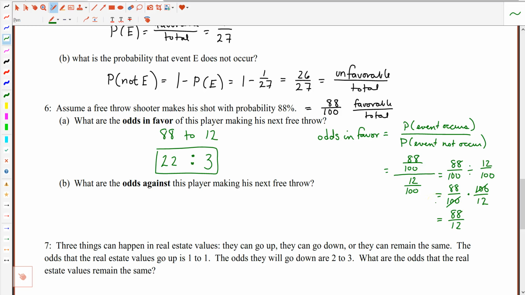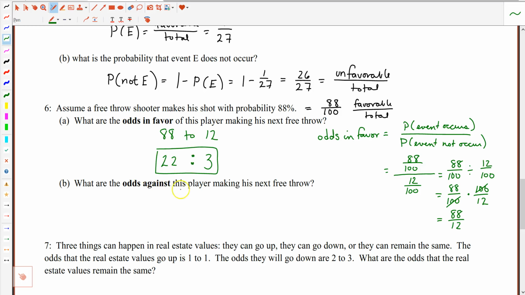Another way that you can argue this is you could say, okay, if a free throw shooter makes a shot with probability 88%, that means out of 100 shots, he's going to make 88 of them and miss 12. And so then that just gives you your two counts right there. And you don't necessarily need to mess around with all this fraction stuff. But this is another way to compute odds if you're given probabilities. And it will get you the same result. You just need to know how to take this final fraction and bring it back into writing it as a ratio using this colon.